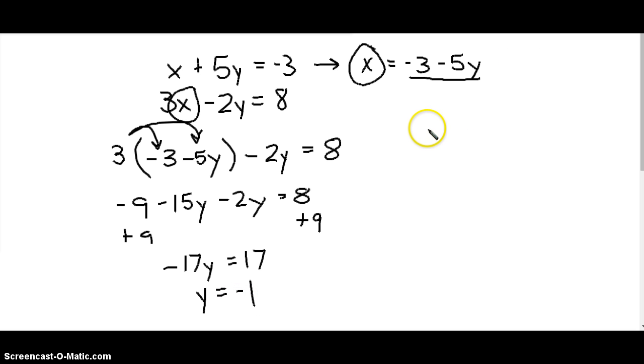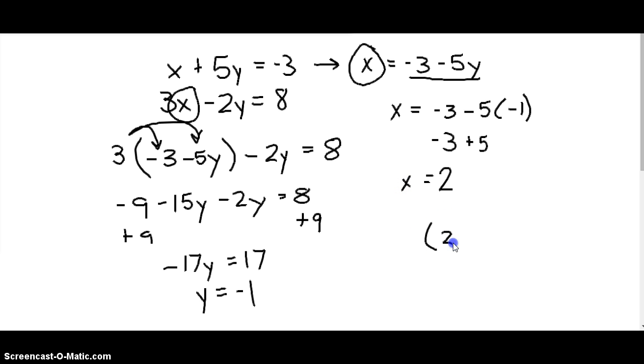I'm going to go ahead and put that into my equation up here to figure out what x is. x is negative 3 minus 5y, or 5 times negative 1. That's going to give us negative 3 plus 5, or positive 2 for x. So I have a point at 2, negative 1.